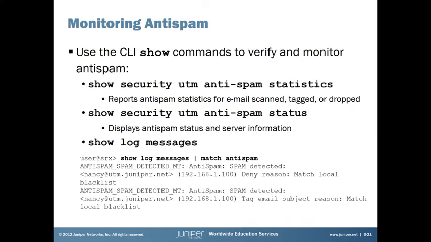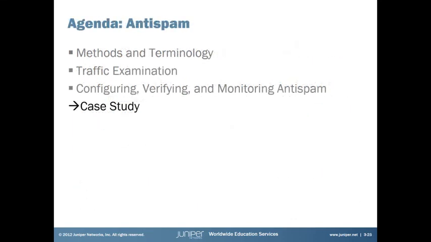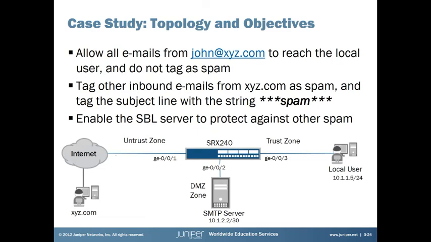Looking at our stats, show security UTM anti-spam statistics, and take a look at what's been tagged, what's been dropped, etc. And look at the status of that server. We're also going to our system log, which is the messages log, and we can do a search on anti-spam, because any spam will be recorded in our system log, which is called the messages file. You go and take a look in there, see what's going on. So let's look at a case study before we wrap up this topic.